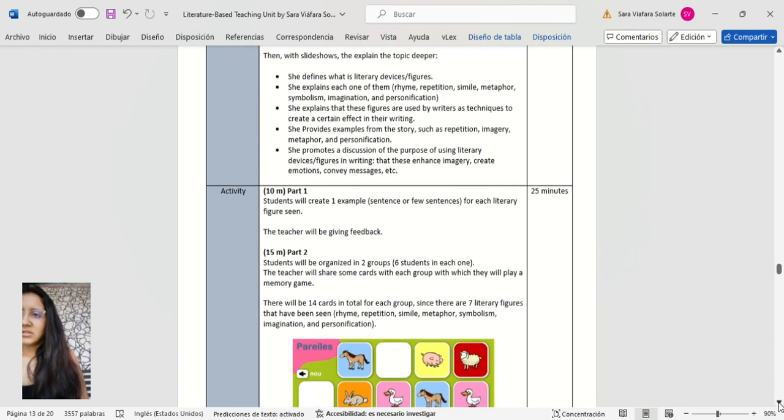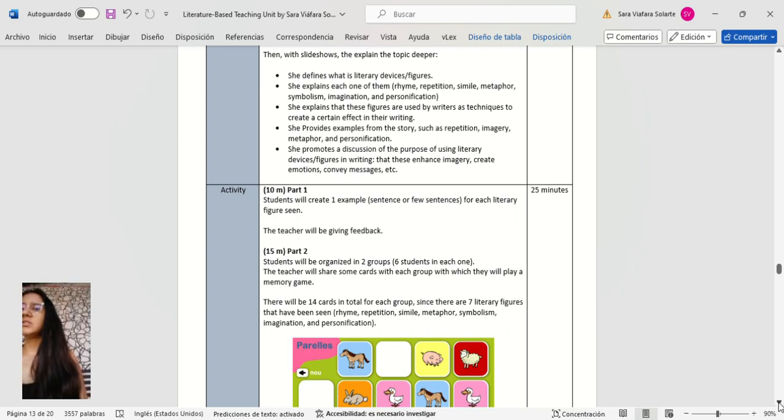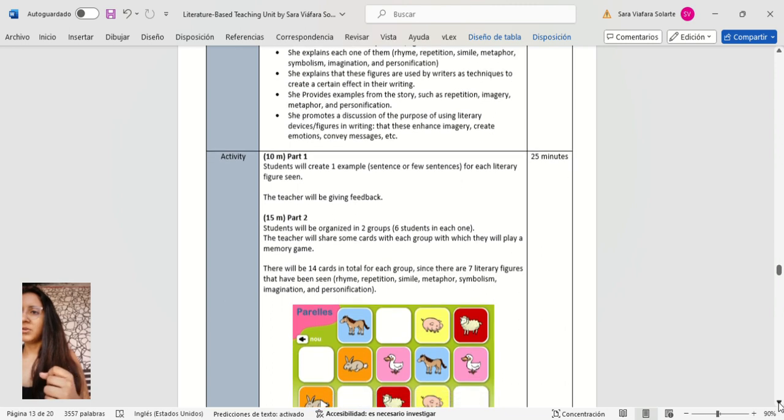So with slides, she defines what a literary device or figure is, and she explains each one of them: rhyme, repetition, simile, metaphor, symbolism, imagination, and personification. These are 7 devices. I selected these ones because the students can find these devices in the story. The teacher explains that these figures are used by writers, and their purposes.